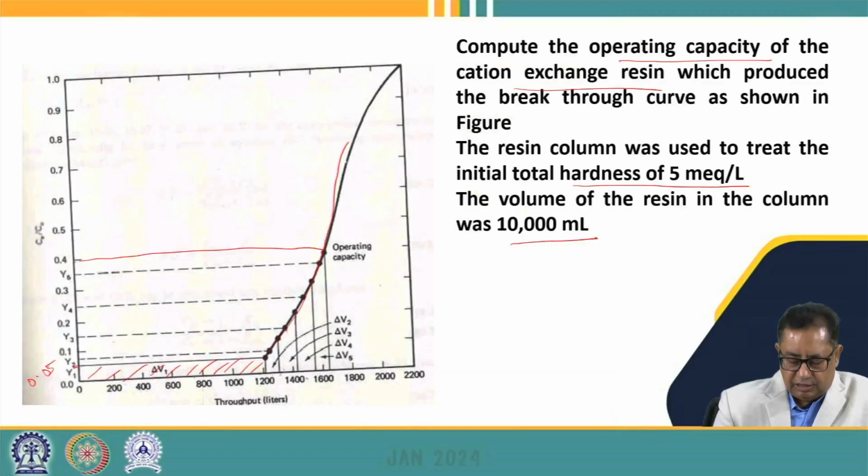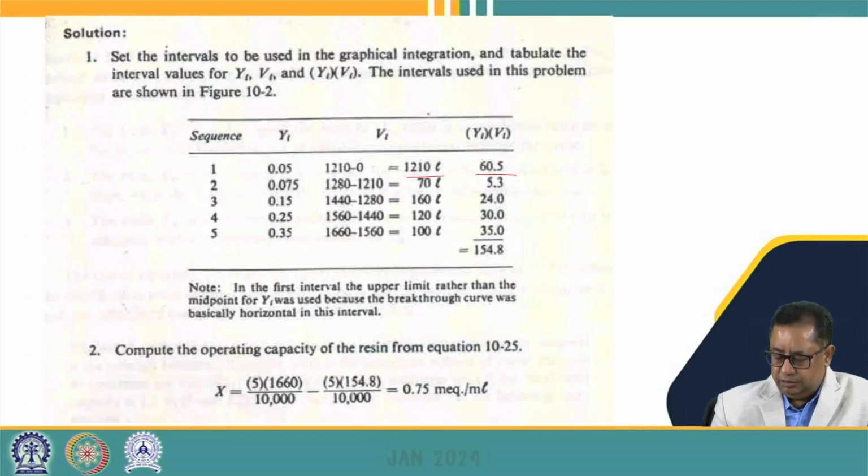Similarly, we make another strip where we are taking it from 0.05 to 0.1. So the middle point is 0.075. So we take this 0.075 as the average of C by C naught into the volume, that is this volume minus this volume. So we can see here that the volume is 1280 till this point and minus 1210. So 70 liters here. So this gives us a value of Y into V, right, equal to 5.3.